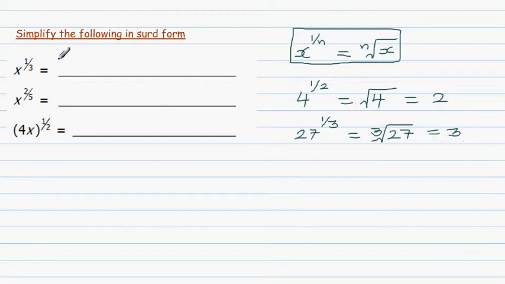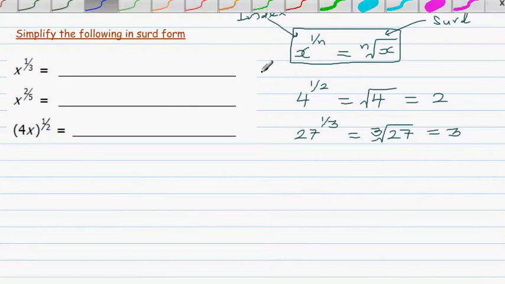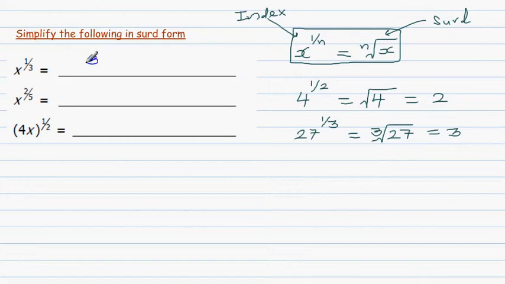So let's write these three questions in the surd form. When you say surd form, this is the surd form, and this is called the index form. So this is an index form, and this is in the surd form. So from the index form, you want to change it into the surd form. So here this is x to the power 1 over 3. Using the rule, we can say that has to be the cube root. This is the cube root of x, that's all. This is the surd form.